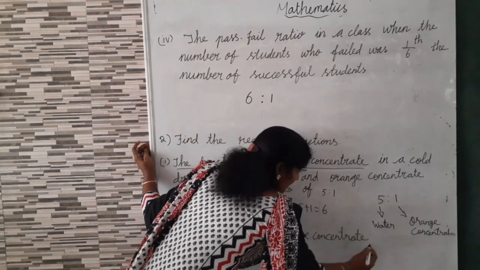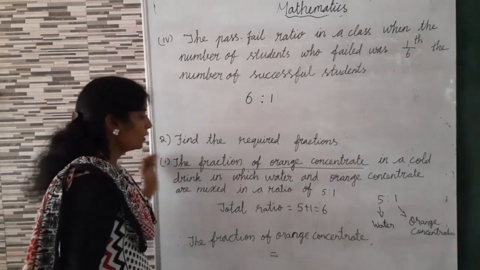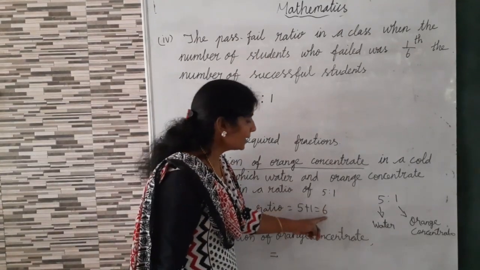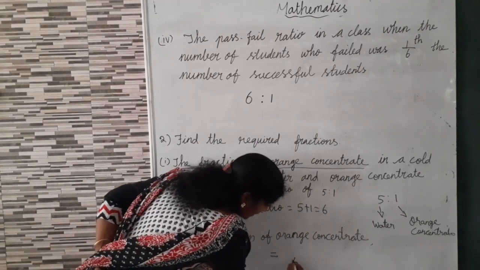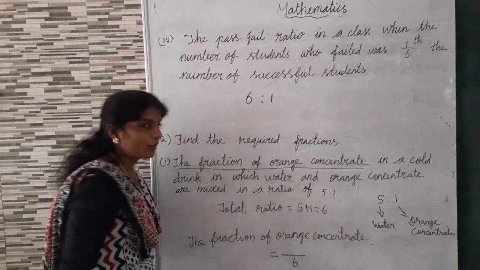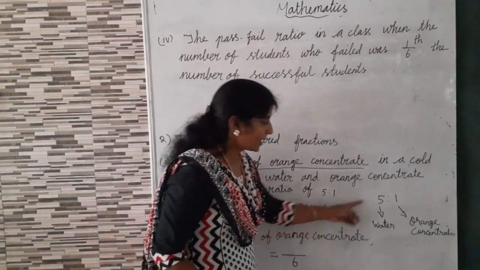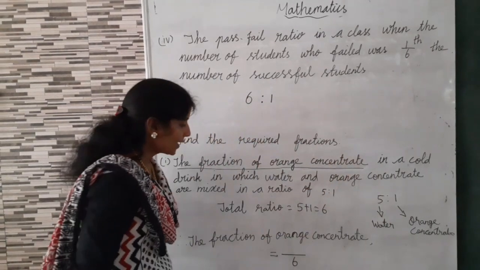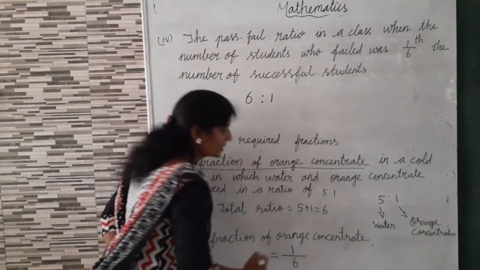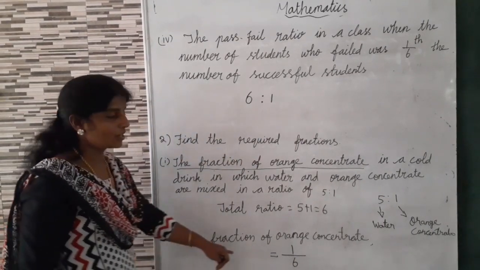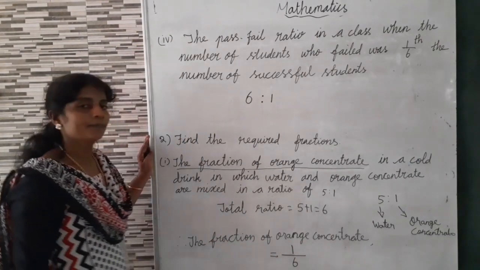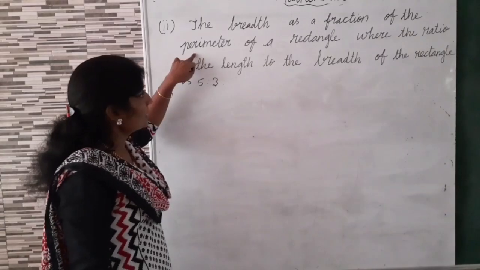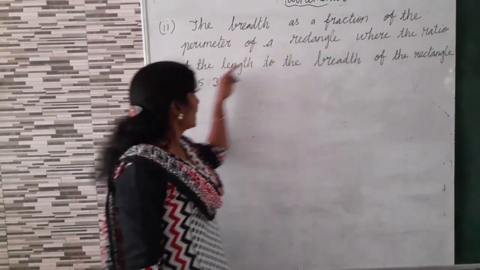Orange concentrate is equal to total ratio is in the denominator, isn't it? Total denominator. So here will come 6. What's the numerator? Orange concentrate. How much? 1. So we can write 1 by 6. Okay. What's the fraction of orange concentrate? 1 by 6. Okay.